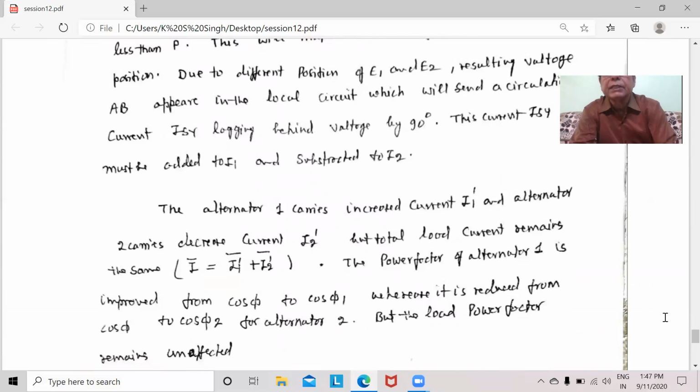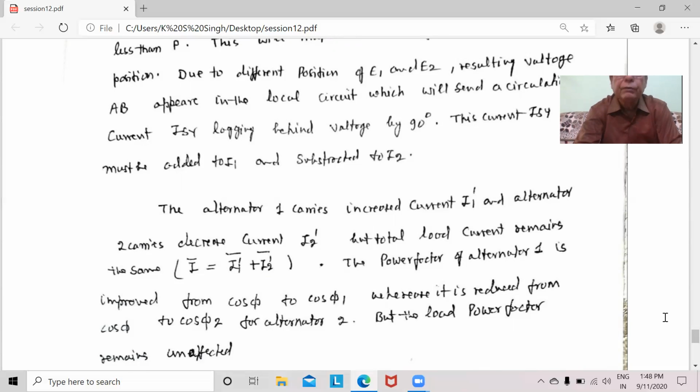Alternator 1 carries current I1 dash and alternator 2 carries current I2 dash. The total load current remains the same, I is equal to I1 dash plus I2 dash. The power factor of alternator 1 is improved from cos phi to cos phi 1, whereas it is reduced from cos phi to cos phi 2 for alternator 2, but the load power factor remains the same.